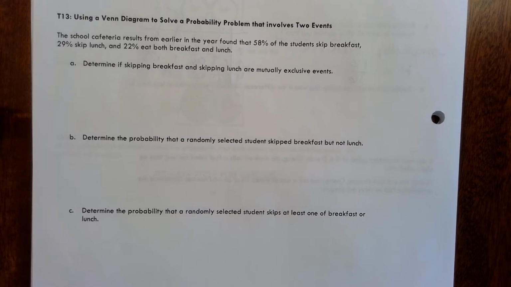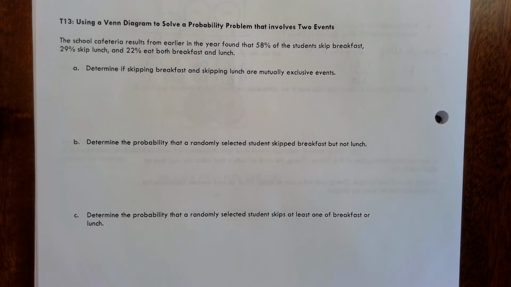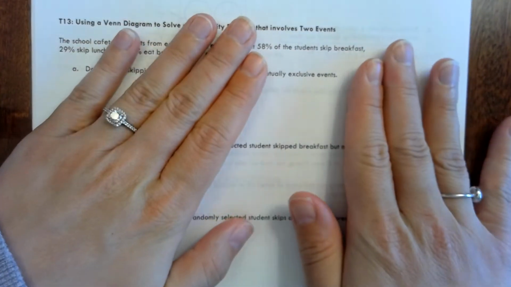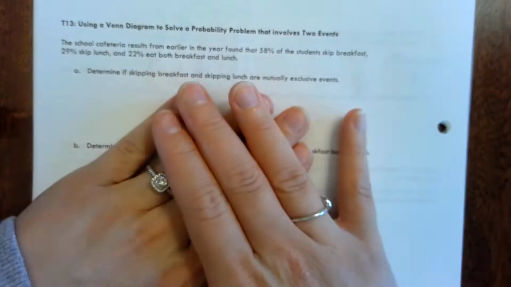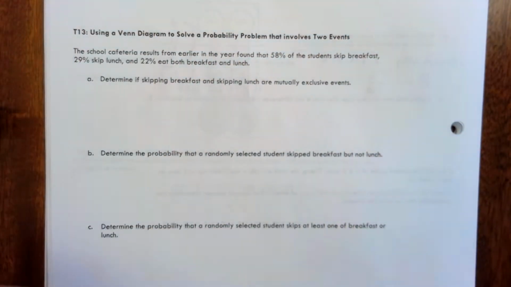The school cafeteria results from earlier in the year found that 58% of students skip breakfast, that's not good, 29% skip lunch, and 22% eat both breakfast and lunch. Determine if skipping breakfast and skipping lunch are mutually exclusive. What I want to know is, are these two circles separate or are they overlapped? And a great way to see that is to make myself a Venn diagram and see which one happens.